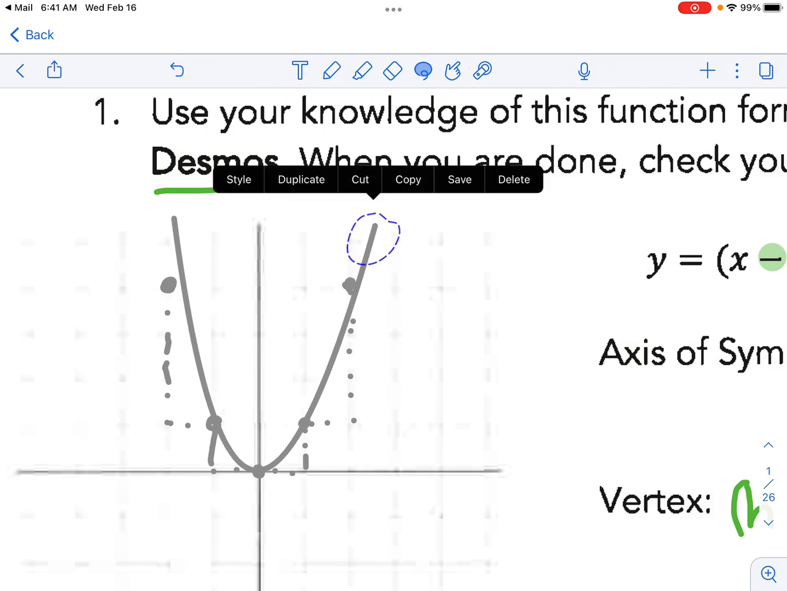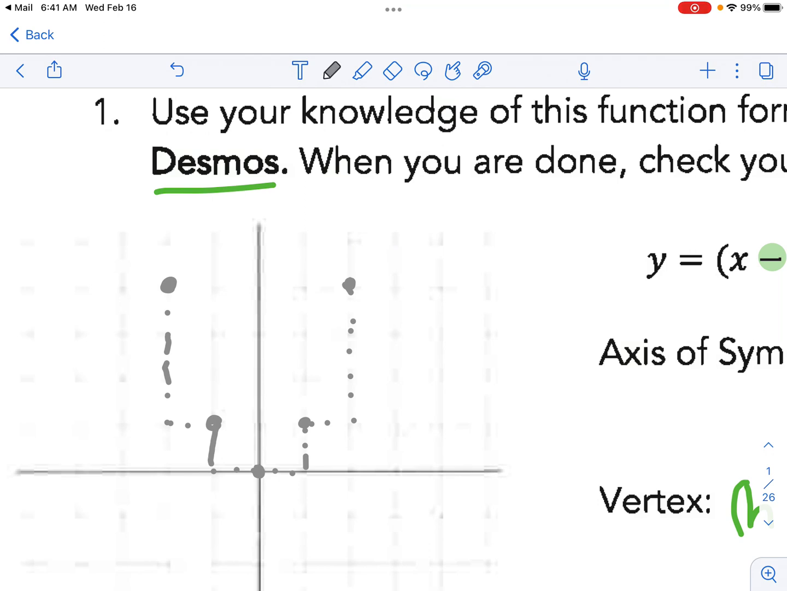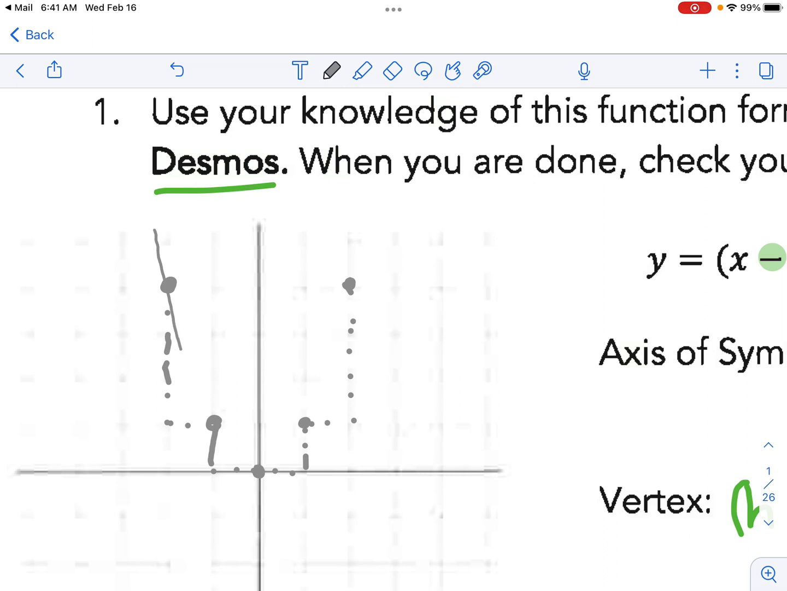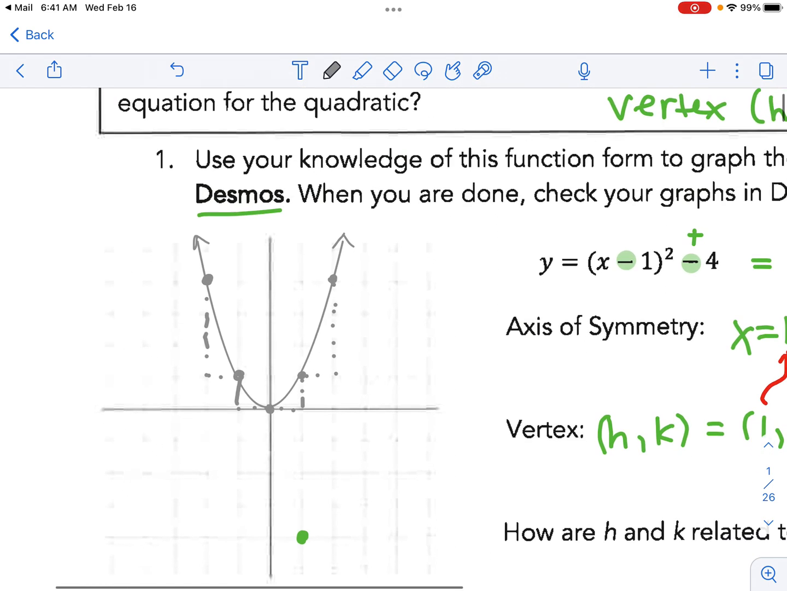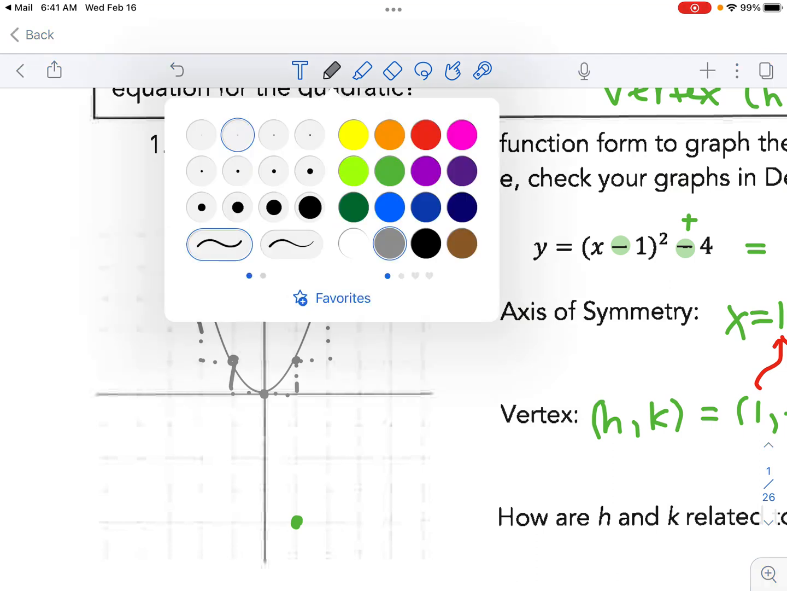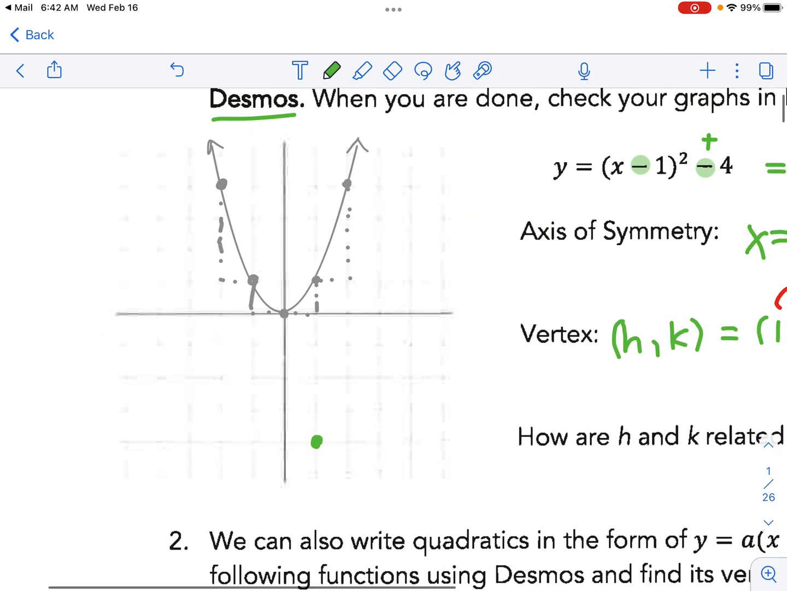I'm going to redraw that. Wasn't really that good. Let me go a little thinner too. There we go. That looks a little better. So our parent function looks something like that. And so really what we're doing is we're taking that whole parent function and we're sliding it right 1 and down 4.